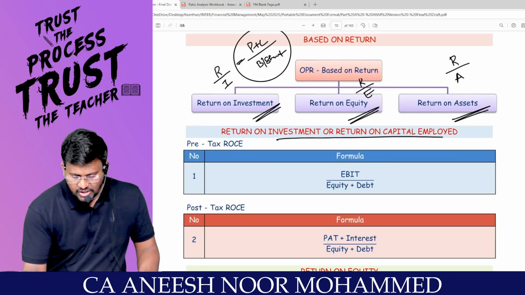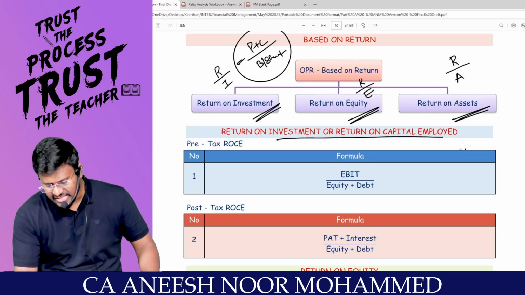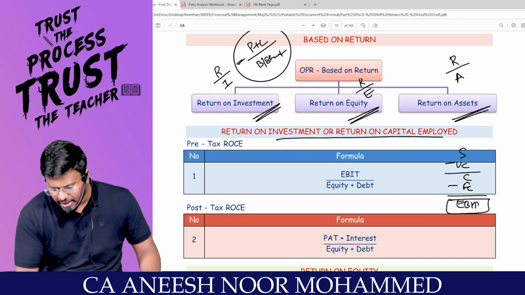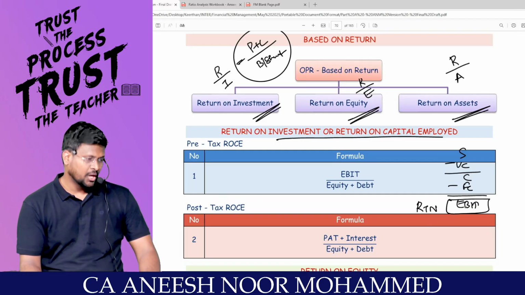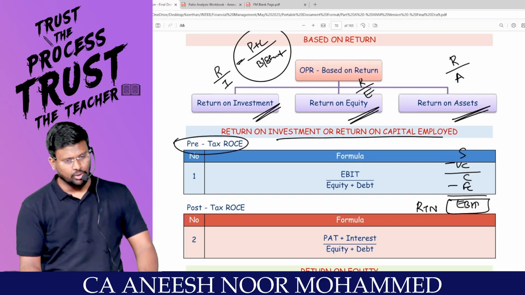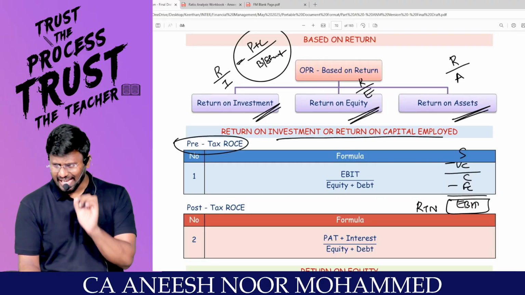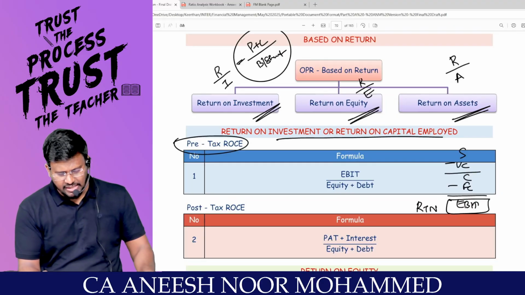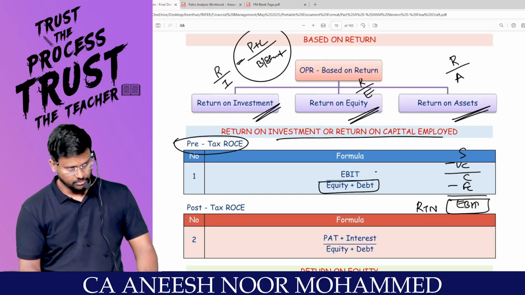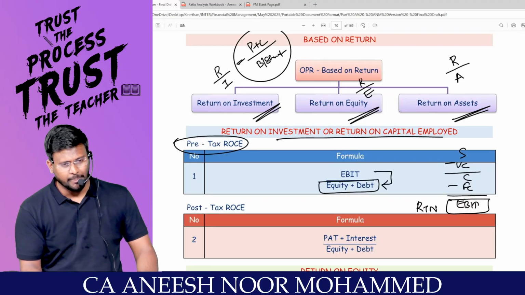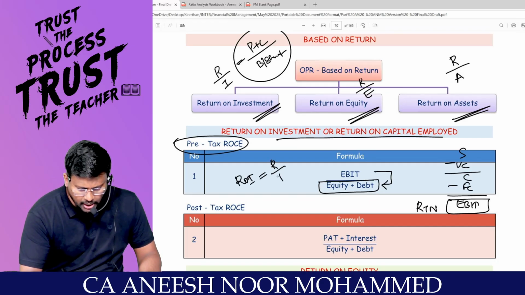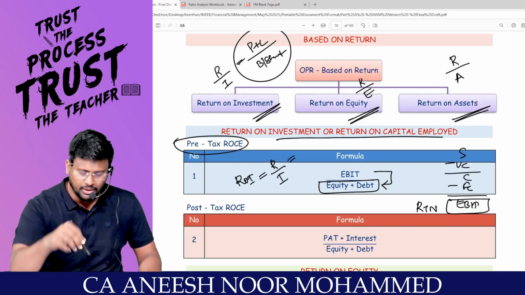Return on investment. Simple. Sales minus variable cost is contribution, minus fixed cost is EBIT, right? This EBIT is the return before tax. Before you are paying tax, this is the return of a business. So pre-tax return on capital employed. Before you are paying tax, the company is earning EBIT. In order to earn this EBIT, the company has invested what and what? Equity and debt. So EBIT divided by equity plus debt. So return on investment is equal to return divided by investment. What is the return? The return before tax.